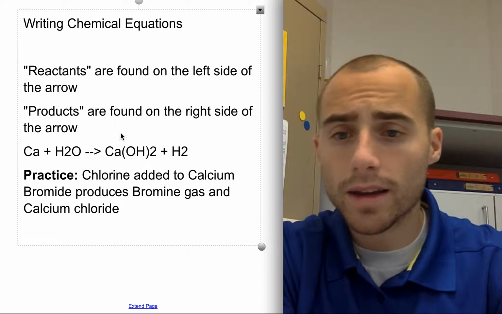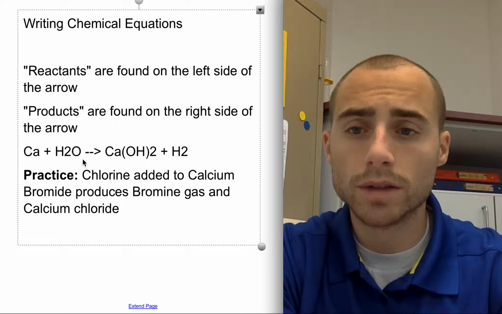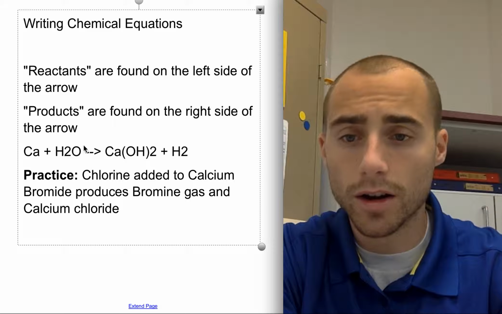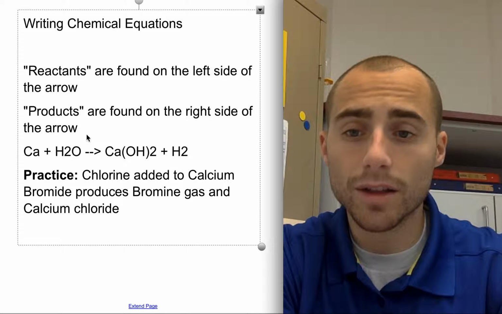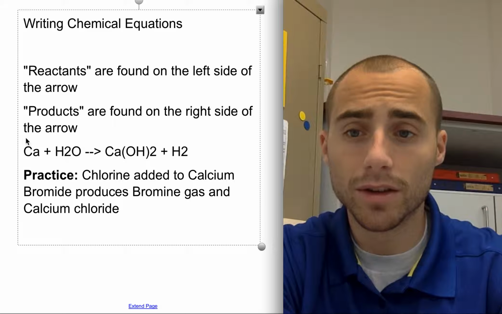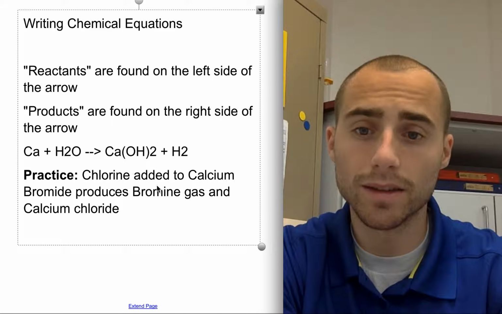The left side of an equation, so right here would be calcium and water. Those right there are considered the reactants because they are reacting together. So anything on the left side of an equation is considered the reactants. So I would write this equation out and label this left side reactants.